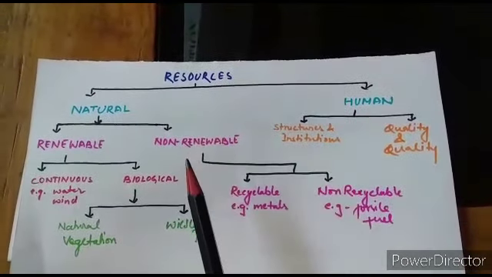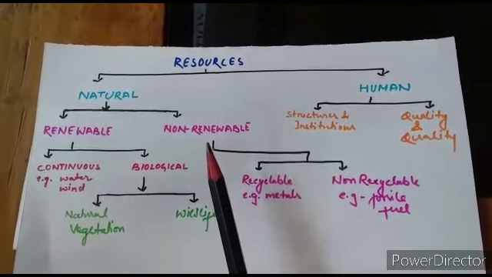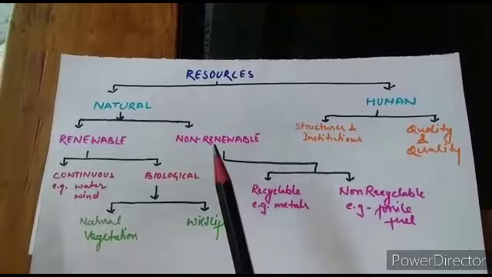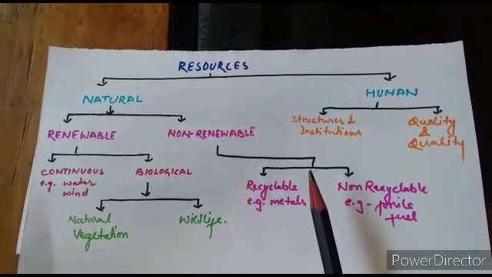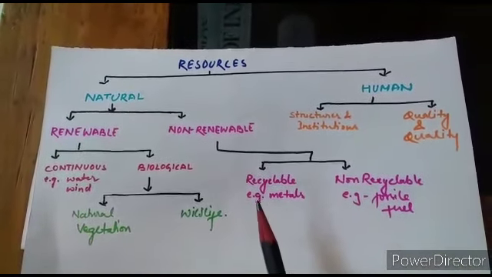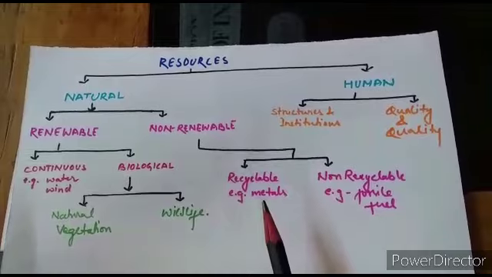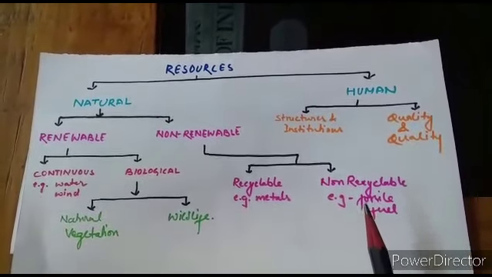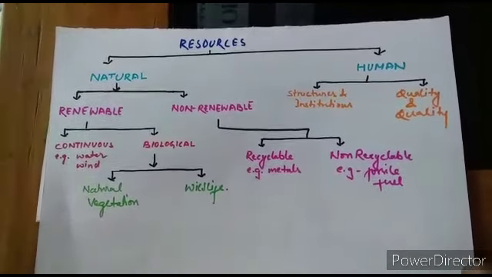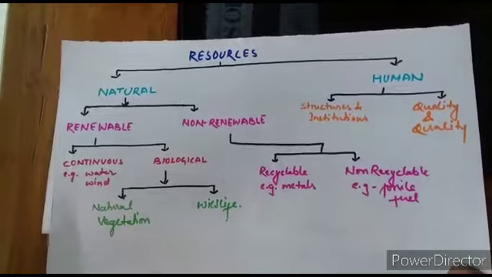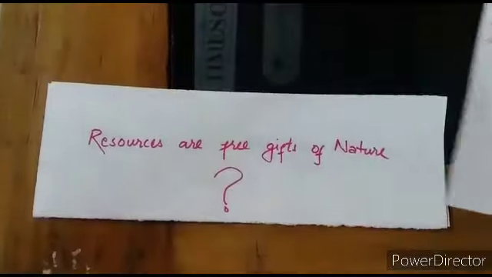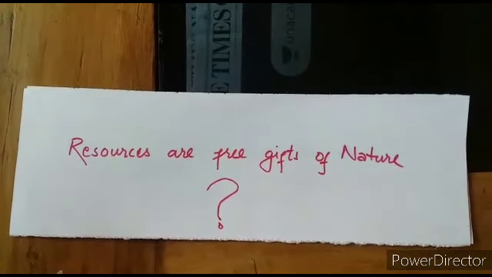Now come to non-renewable resources, which cannot be renewed, which cannot be recycled. We can also divide these into two parts, recyclable resources and non-recyclable resources. In recyclable resources we can include metals, and in non-recyclable resources we can include fossil fuels. So students, this is the broad classification of resources. We have read almost the classification and definition of the resource.